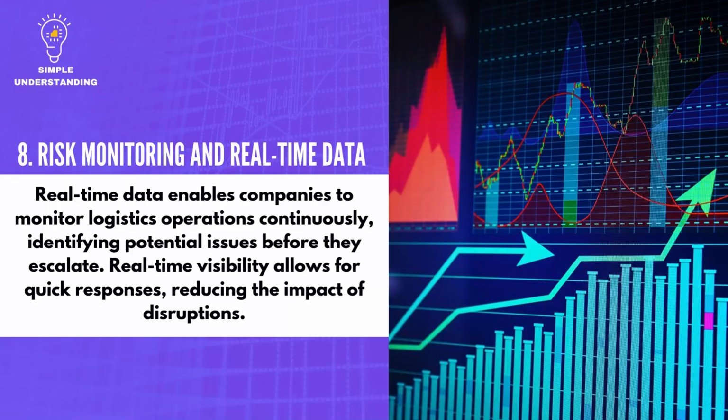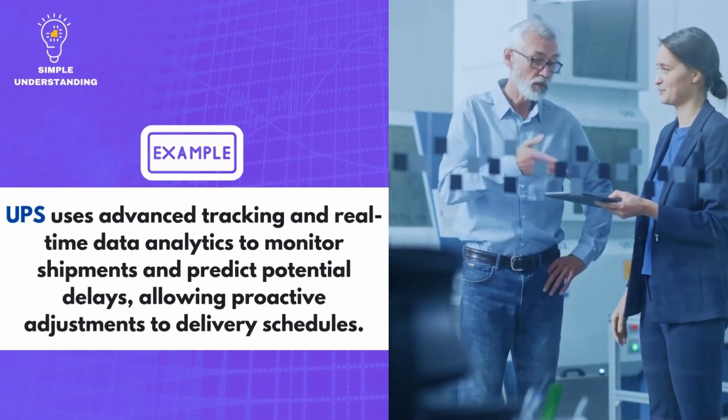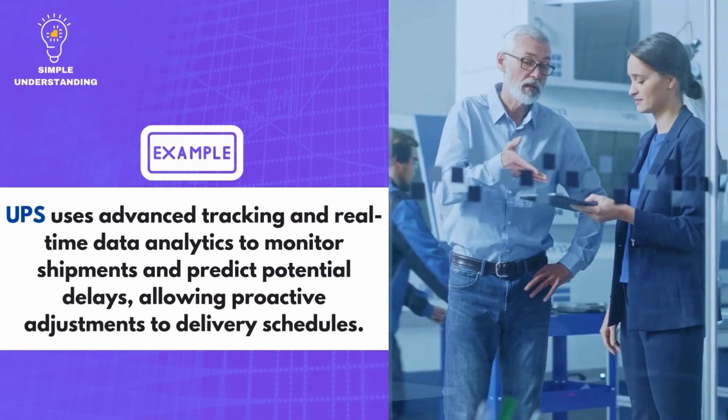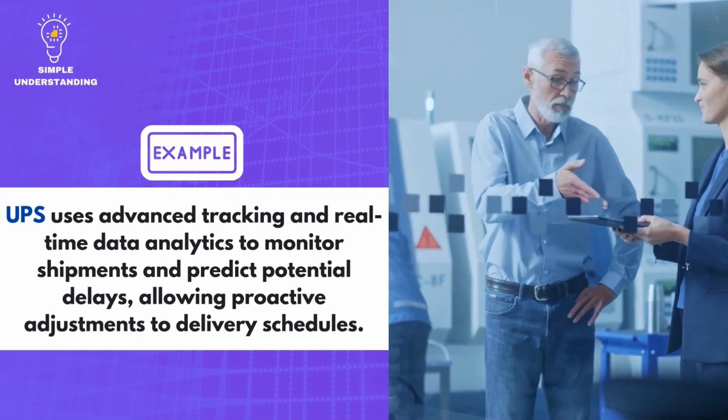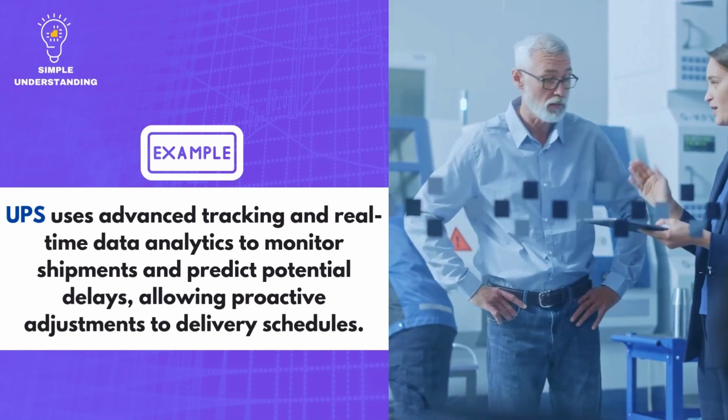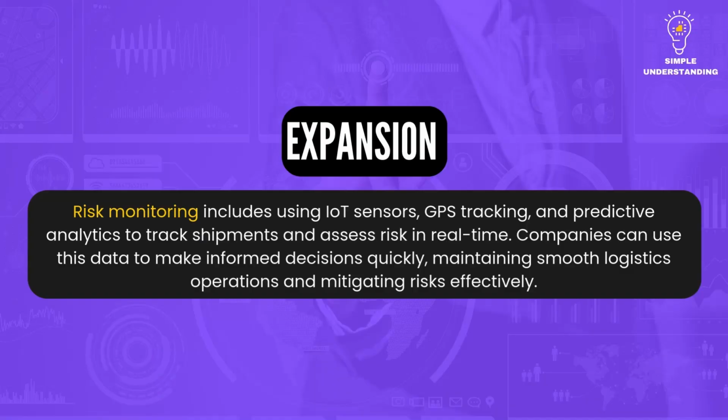8. Risk monitoring and real-time data. Explanation. Real-time data enables companies to monitor logistics operations continuously, identifying potential issues before they escalate. Real-time visibility allows for quick responses, reducing the impact of disruptions. Real company example. UPS uses advanced tracking and real-time data analytics to monitor shipments and predict potential delays, allowing proactive adjustments to delivery schedules.